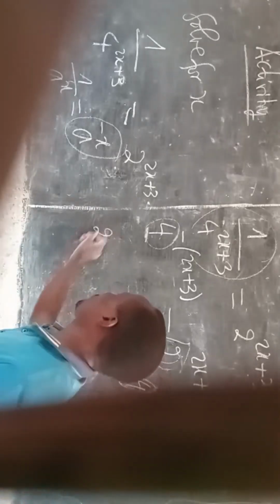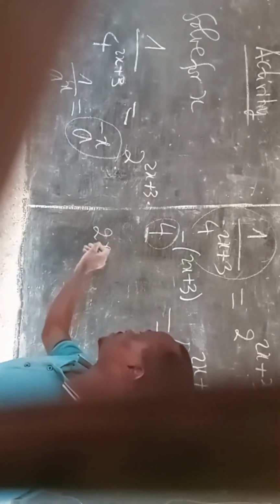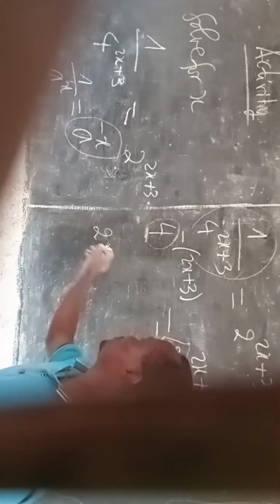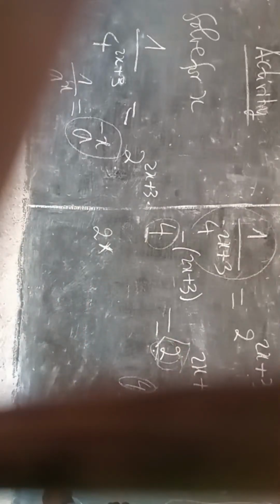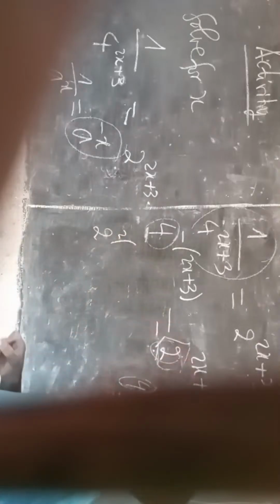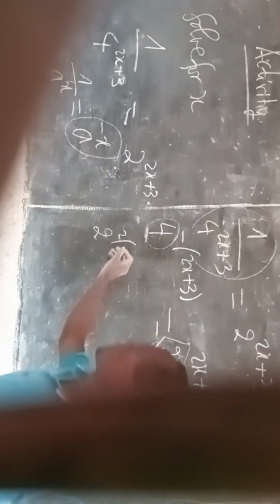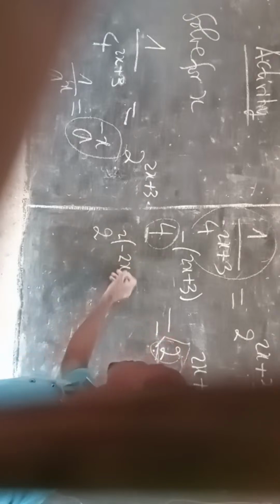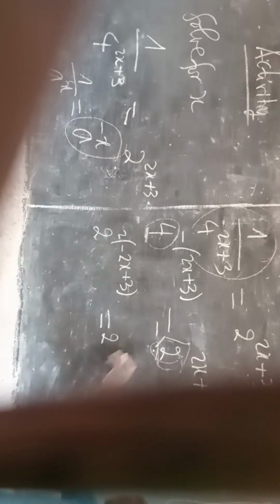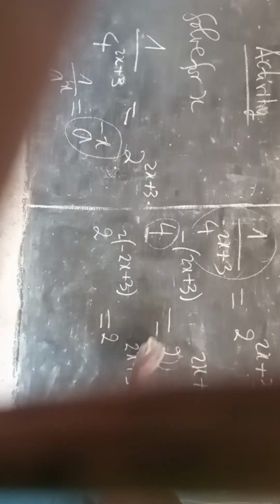Now we have 2 times, yes, it should be 2 power 2, yes, 2 power 2 factor this power minus 2x plus 3, close the bracket, will be equal to 2 power 2x plus 3. Yes? Now what is the next?